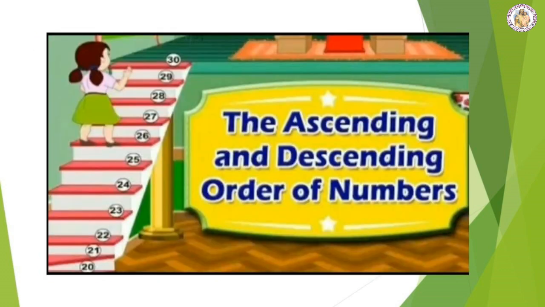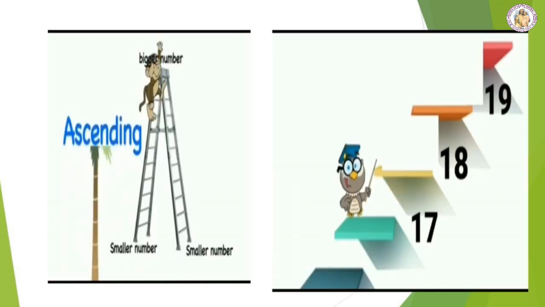Now we will see the ascending and the descending order. That is the order of numbers. First we will see the ascending order. What does ascending order mean? Yes, ascending order means arrangement of numbers from smaller number to bigger number. For example, 16, 17, 18, 19. So small to big.